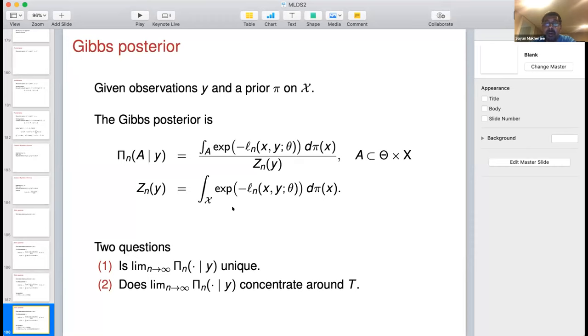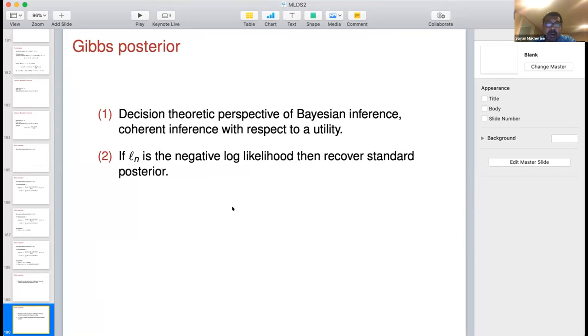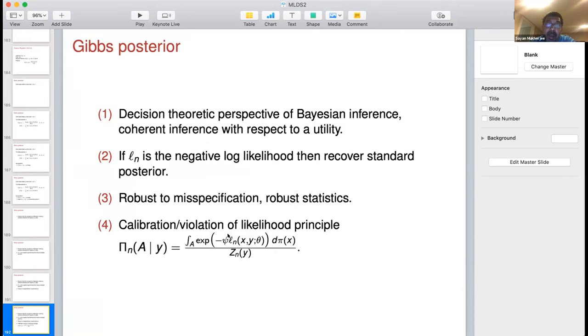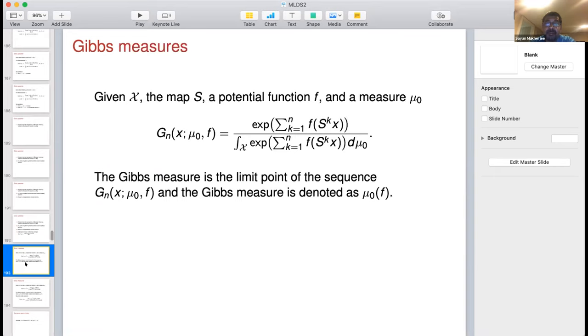The Gibbs posterior is a decision theoretic perspective of Bayes. Like I said, if it's a negative log likelihood, it's standard Bayes. And it's supposedly robust to misspecification, in the spirit of Huber-type robust statistics. Often you see people add an extra parameter phi here to try to calibrate this likelihood.